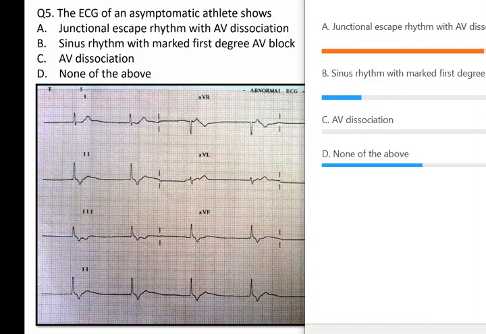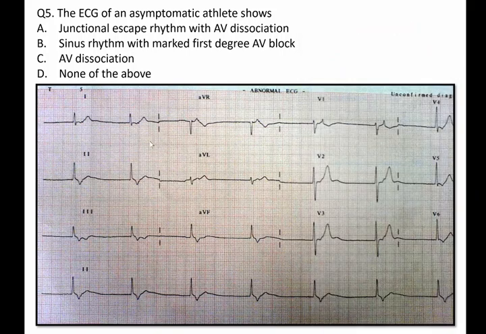So most of you have said junctional escape rhythm with AV dissociation. So that's not the correct answer. Let's look at what's happening here. You find that this is a narrow, normal-looking QRS, the ventricular activation, and it is not preceded by any P waves. So this is arising in the AV junction. There is no doubt. I think most of you agreed that. So this is junctional rhythm.